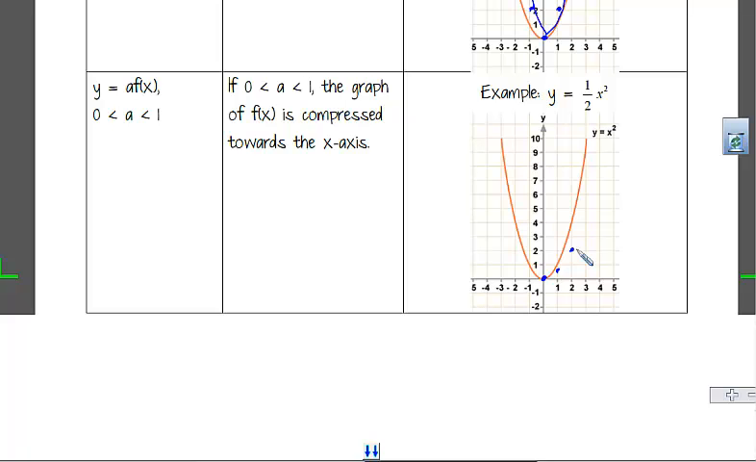Okay. All right, same thing over here. (-1, 1/2), (-2, 2). Okay. What about (3, 9)? That would now become what? (3, 4.5). Very good. Okay, and (-3, 4.5). All right, so our graph looks more like this. Okay, it's a little wider, we're kind of pressing it down towards the x-axis. And that's because the a value, the thing out front, the coefficient, is between 0 and 1.